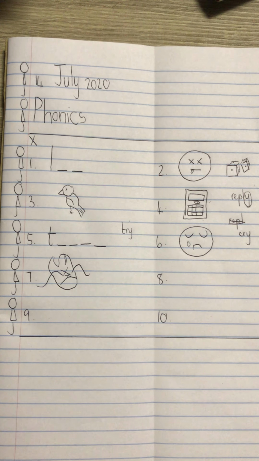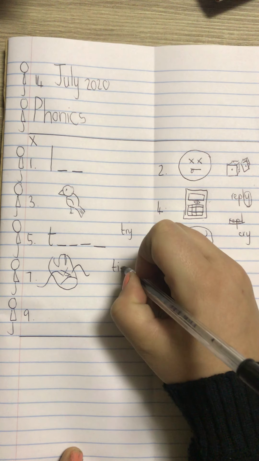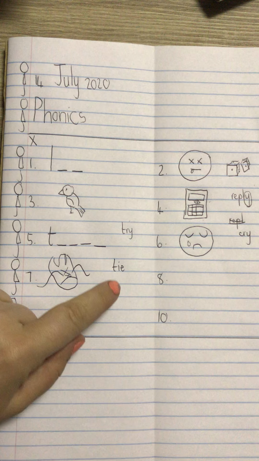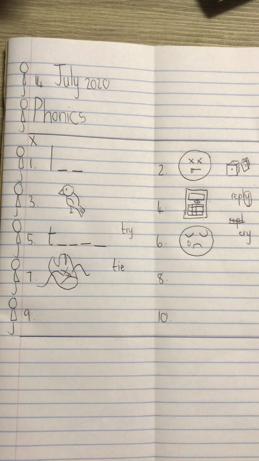I untie my shoelaces. Untie my shoelaces. And just so, by the way, if you tie your shoelaces, I'm just going to spell it now. It is spelled like that, T-I-E. I tie my shoelaces, but the word I want at number 7 is untie. I untie my shoelaces.